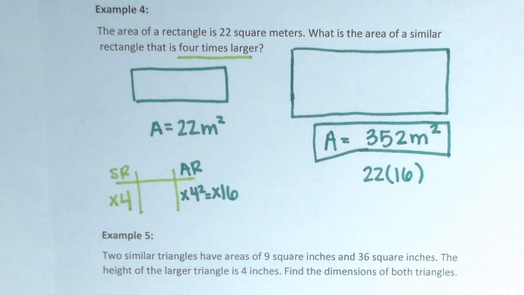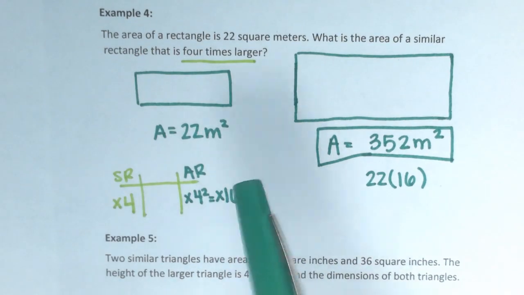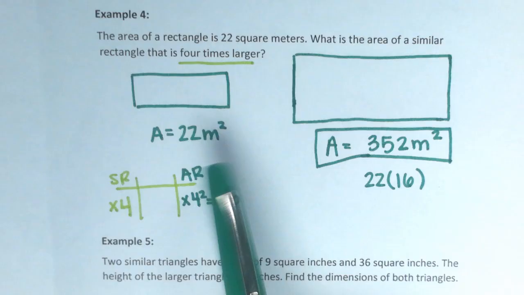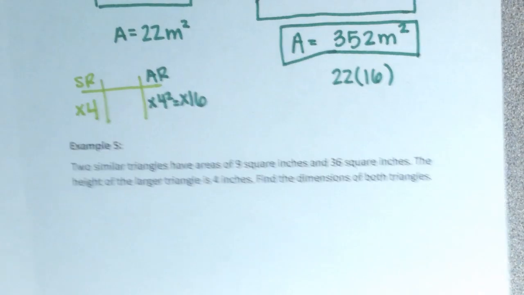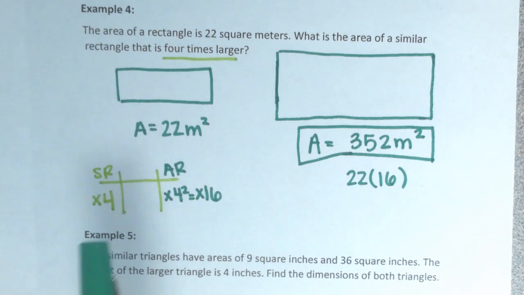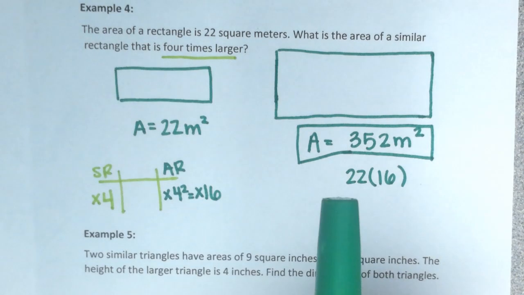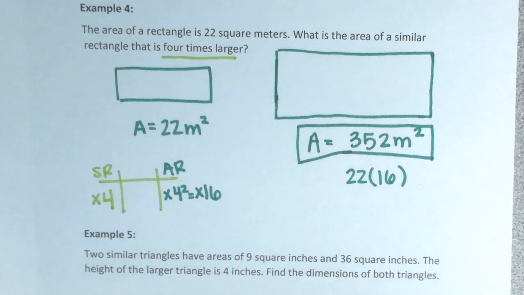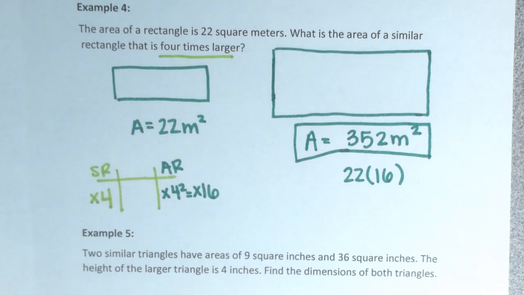So what do you think people do by accident here to get it wrong? They multiply by 4. They forget to square it. If you have area in the problem, you need to square that number. A lot of people multiply by 4 because it just says it's 4 times as big. They're like, oh, the area is 4 times. The area is not 4 times as big. It's 4 squared as big. So we did 4 squared and multiplied by that.